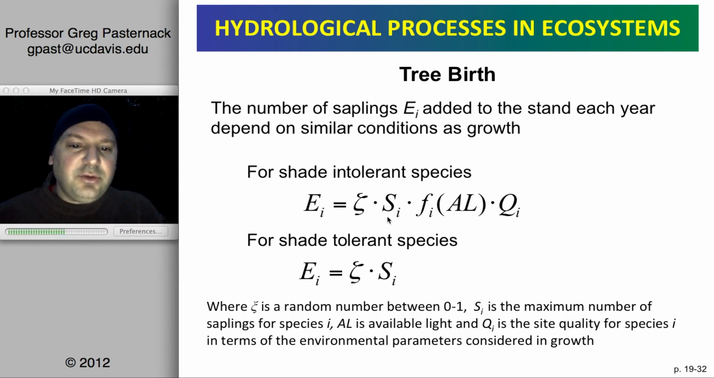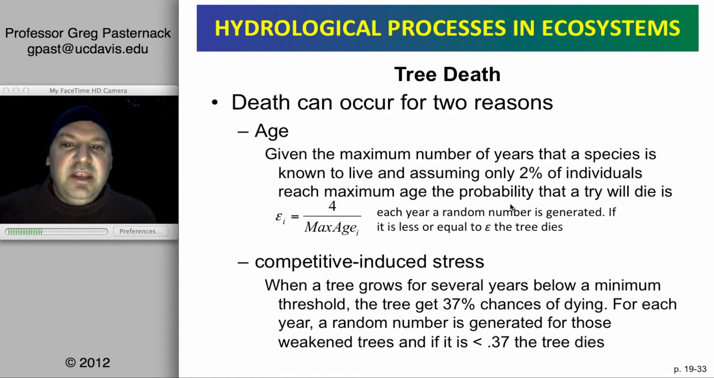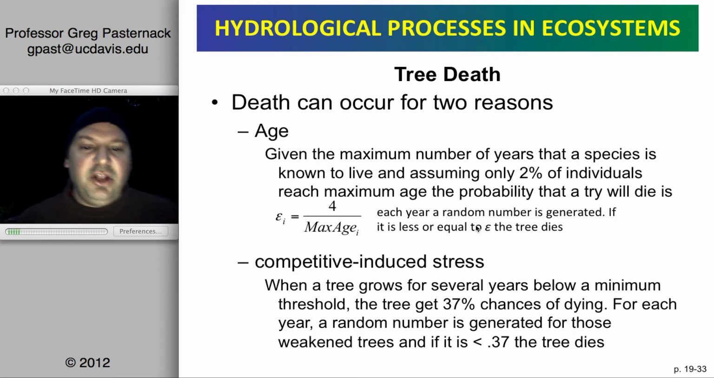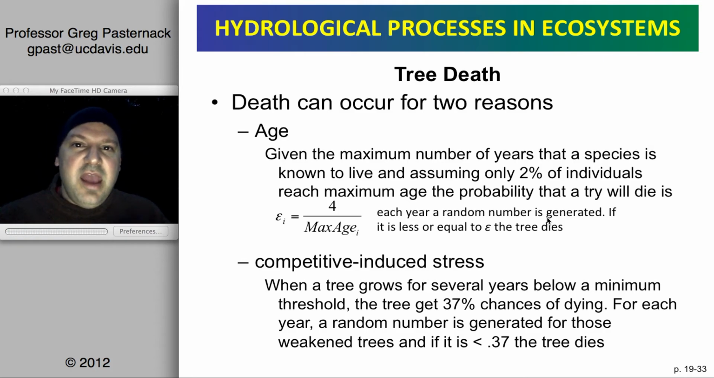For shade intolerant species, now it's going to be a function of available light as well as any site quality or other environmental factors. Tree death can occur for two reasons. If a tree is very old, then the older it gets, the likelihood of it dying is going to go up, and so we'll have a random number generated to represent that. And then there's also the competition-induced stress. So if a tree is getting shaded out more and more, then it's going to be growing less and less, and eventually it's going to die.